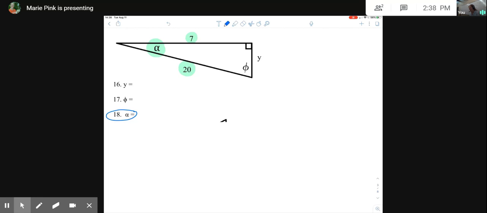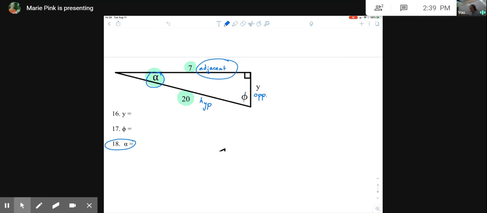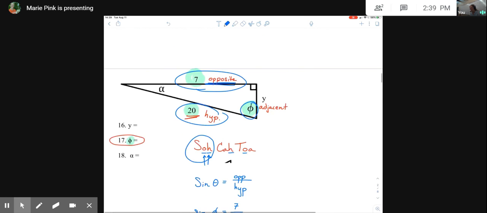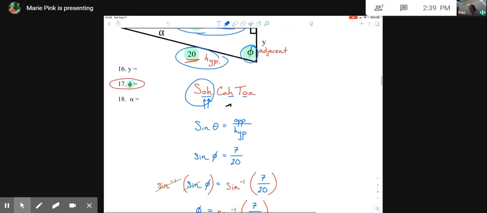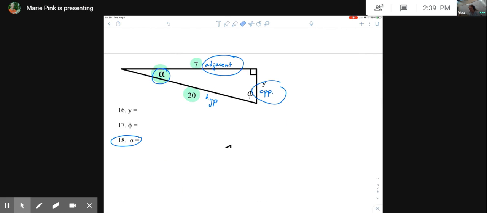Now, I need to identify which side is which according to alpha. So if this is my alpha here, I'm going to look at which side is touching that, and that's 7. So this will be my adjacent. And the 20 is the longest side, and it's not touching that 90-degree angle. So this is my hypotenuse. And then this side over here is my opposite because it is not touching my angle at all. All right, so if you'll notice, this is different in terms of these two. The adjacent and opposite are not the same as they were up here, and that's because I'm using a different angle as my point that I'm starting at. So I have adjacent and opposite.